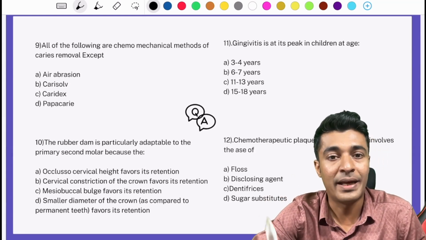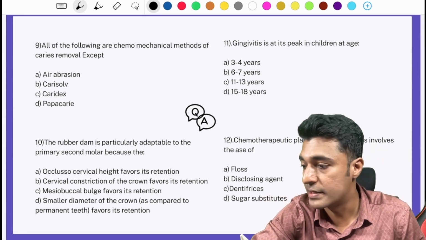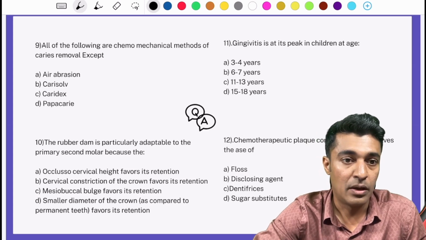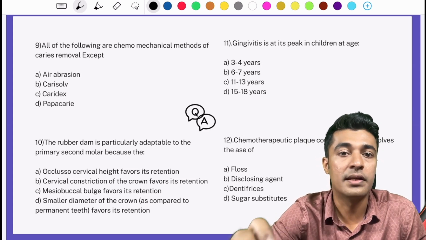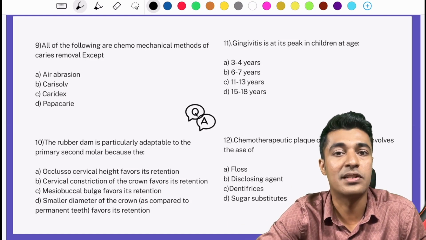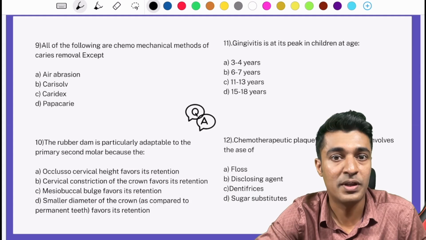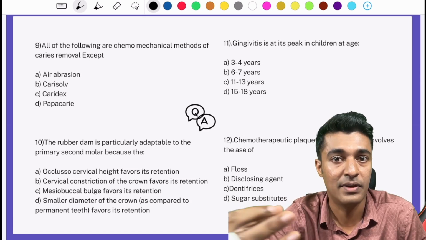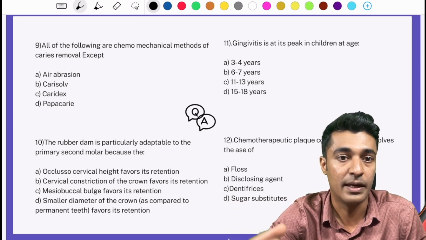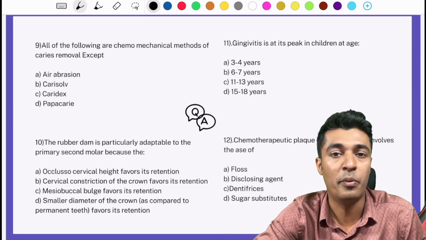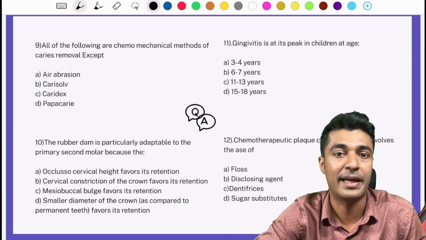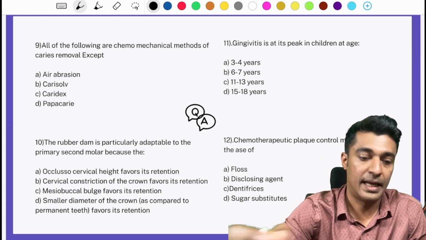All of the following are chemomechanical methods of caries removal except. So air abrasion is there, Carisolv, Caridex and Papacarie are there. Except air abrasion, all others are chemomechanical methods of caries removal. All of them stain the tooth and they identify the infected dentin, and the infected dentin is selectively removed. That's why they are called chemomechanical methods of caries removal, except air abrasion, which is a mechanical method. So the answer for that is A.